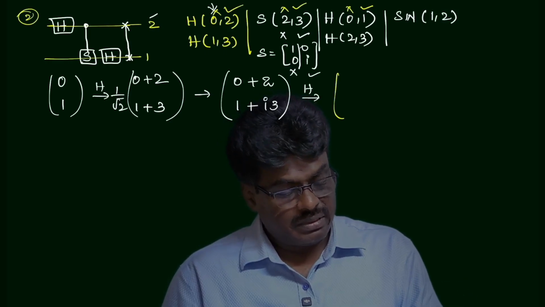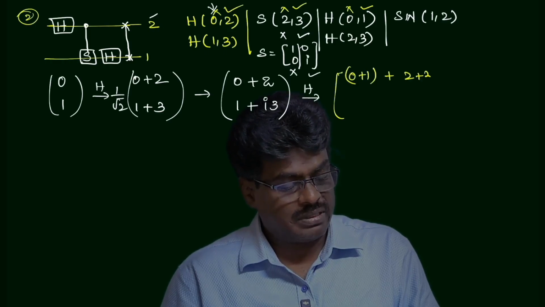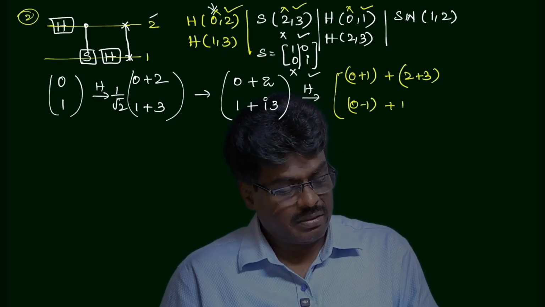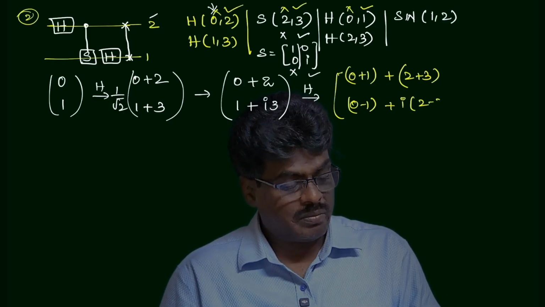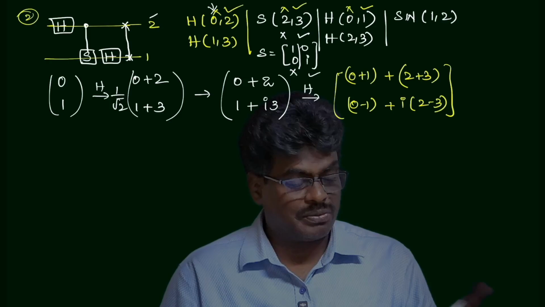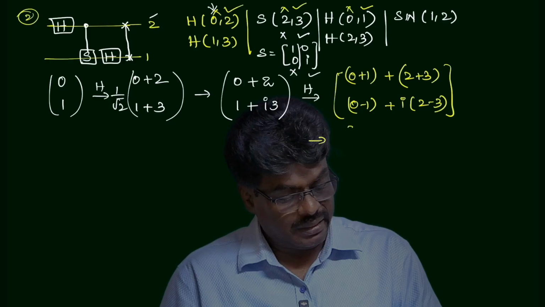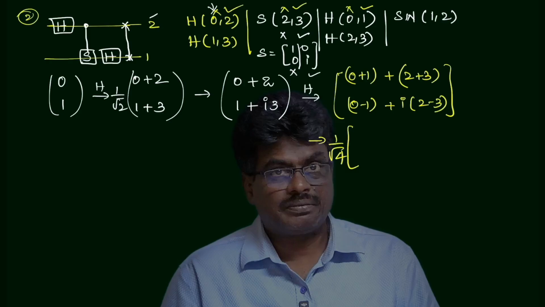So this is 0, 0 plus 1, 2, 2 plus 3 here. 1 is on state, that's why 0 minus 1 plus i, it is a 3, that is on, 2 minus 3. And finally the swap gate, it swaps 1 and 2. So the final answer here, 4 states are there, that's why 1 over root 4.